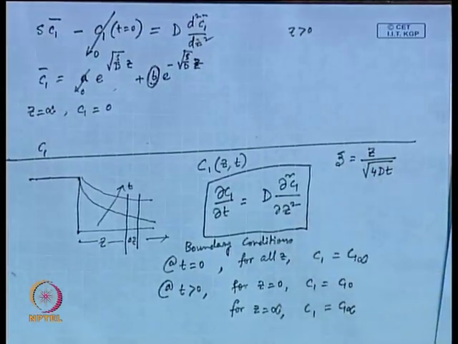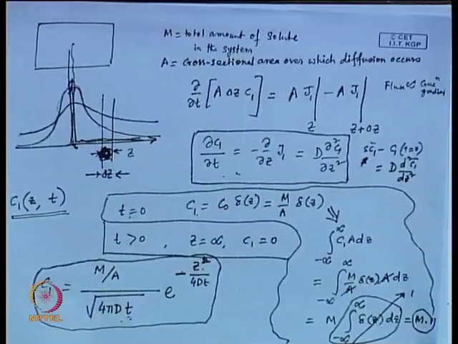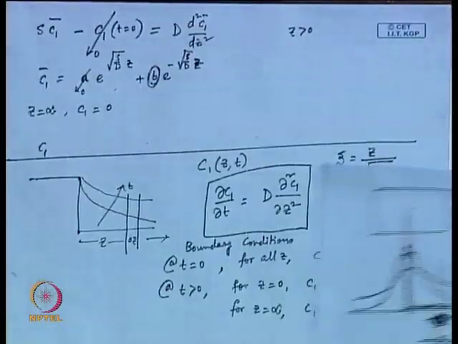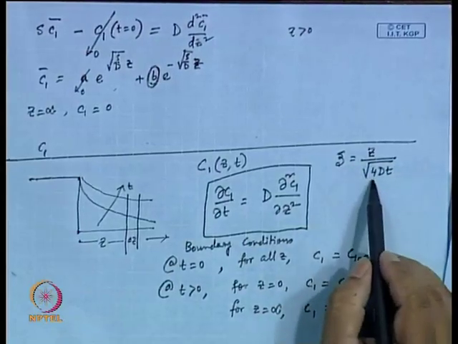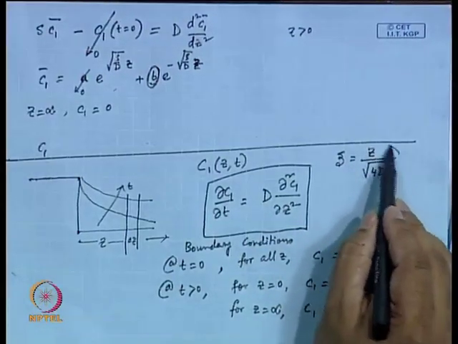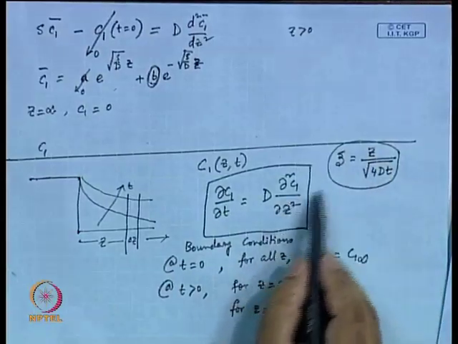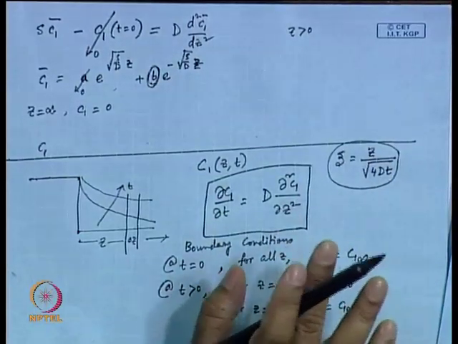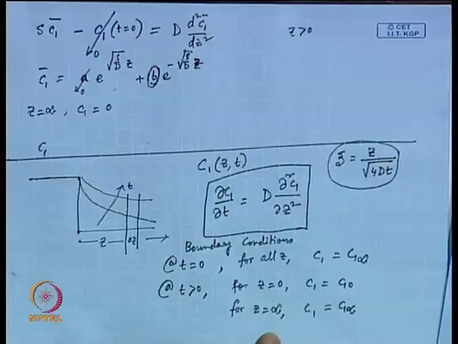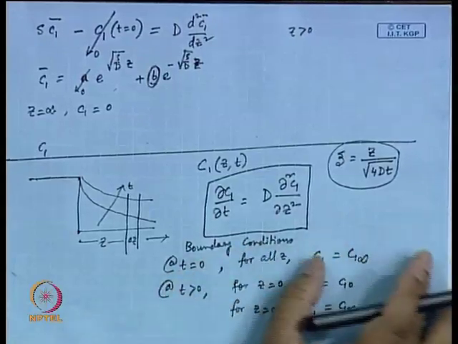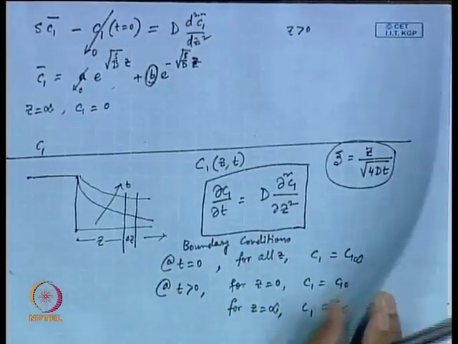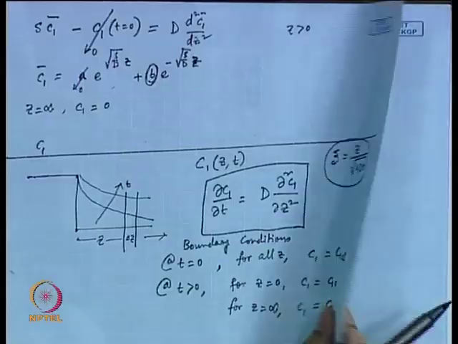In fact, this term you might have seen already. See this z square by 4 dt, that is coming there. So, z divided by square root of 4 dt, this is a similarity variable, and you can use this similarity variable to simplify this equation and solve. That is also another way to do it, but let us do it using Laplace transform. However, this process would be simpler.